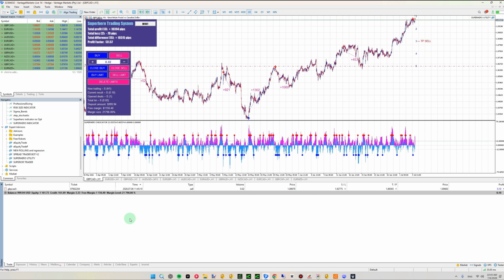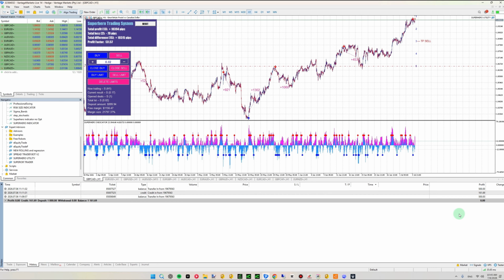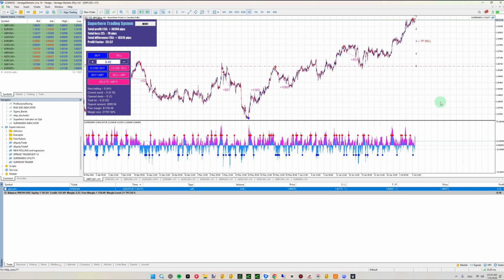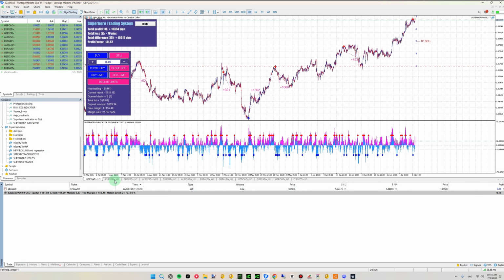For the purpose of filming this video, I opened a trading account and funded it with 1,000 US dollars. And as you can see, I don't have any trades yet. These are the first trades on this account. And here is the first trade I opened. It's already starting to bring in a small profit, but let's move on.